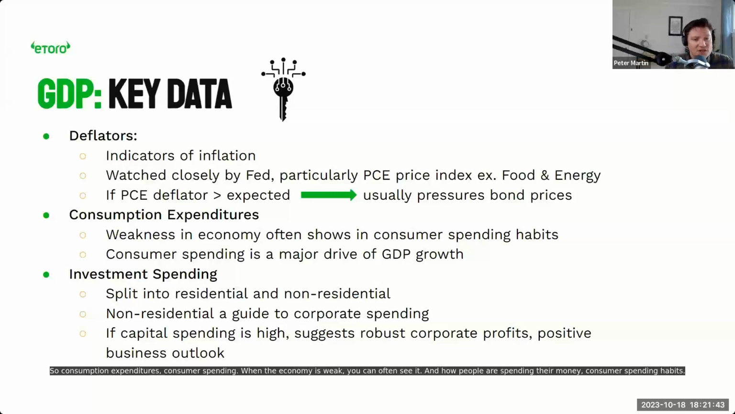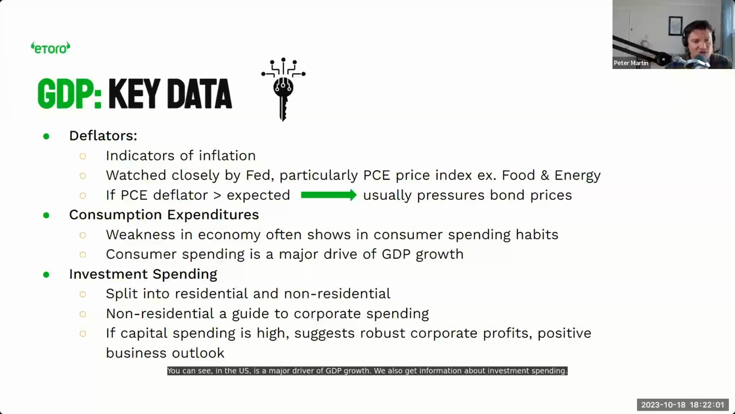So consumption expenditures, consumer spending: when the economy is weak, you can often see it in how people are spending their money, their consumer spending habits. And consumer spending, particularly in the US, is a major driver of GDP growth.